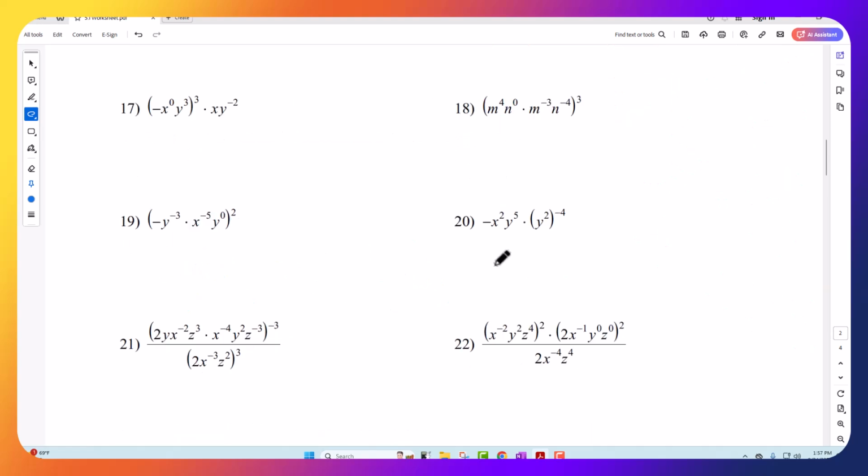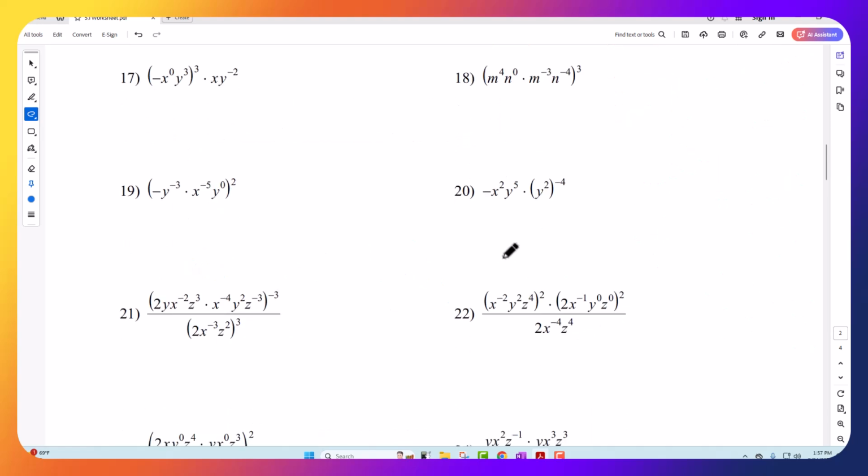If we keep scrolling down, whoops, maybe went a little fast there, looking at a question like number 18. You might want to distribute this 3 right away, which would be fine, but I also notice I could combine my m's and I could combine my n's right away and then do the distribution. M to the 4th times m to the negative 3 would be m to the positive 1, because we get to add those. And n to the 0 times n to the negative 4 would be n to the negative 4. And all of that still has that cube on it.